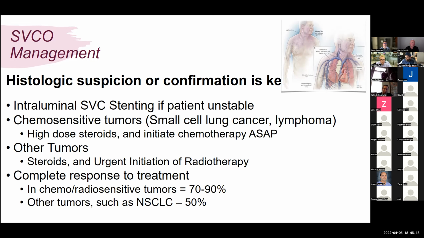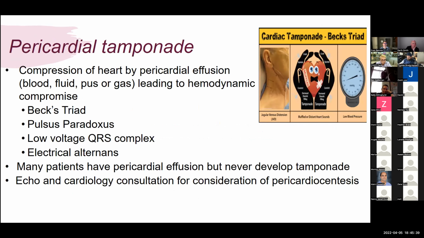conditions, because those collaterals, unless it's a really fast growing tumor like a small cell, usually that tumor has been there for a while and that SVC obstruction has been coming on gradually. And we do have the ability to get a tissue diagnosis and figure out what's the best first treatment, whether that be radiation or chemotherapy.